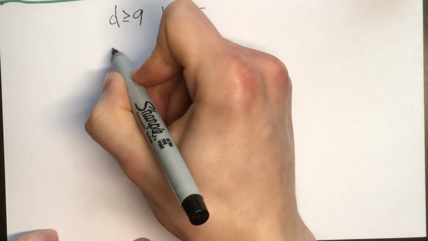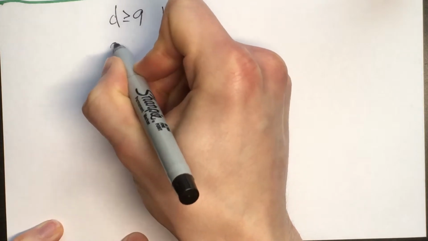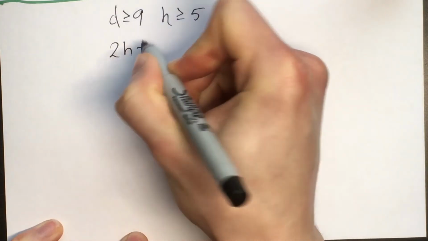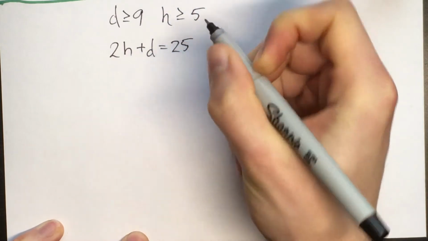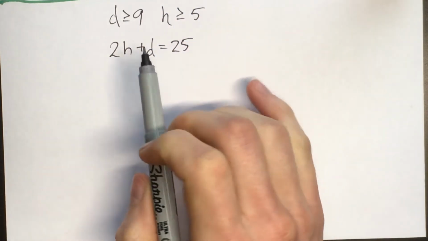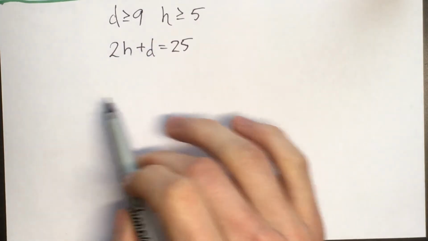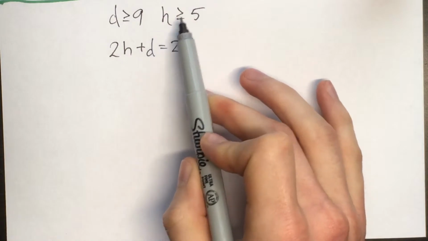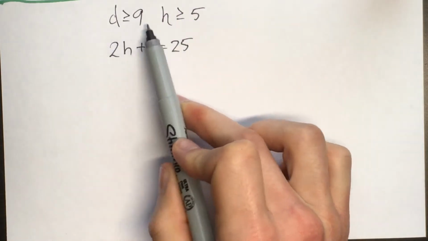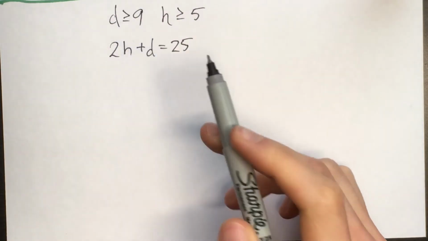We have this relationship, right? We're given that 2H plus D is equal to 25. So with this relationship, we're told that basically D and H depend on one another a little bit. So you can't simply say that H has to be larger than or equal to 5 because it's in a relationship with D.